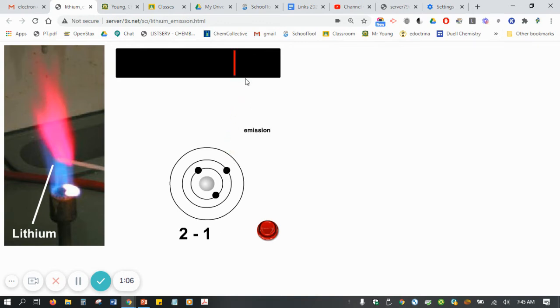As it falls back, it releases energy of a certain wavelength. In this case, it emitted some red light with a red wavelength based on that exact amount of energy that was released when it fell back from the third shell to the second shell.